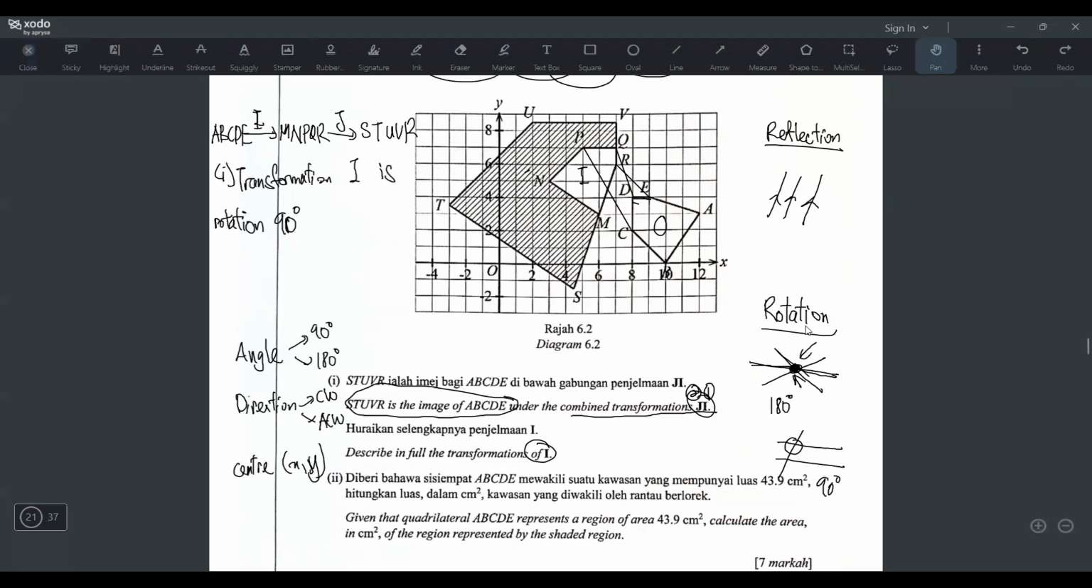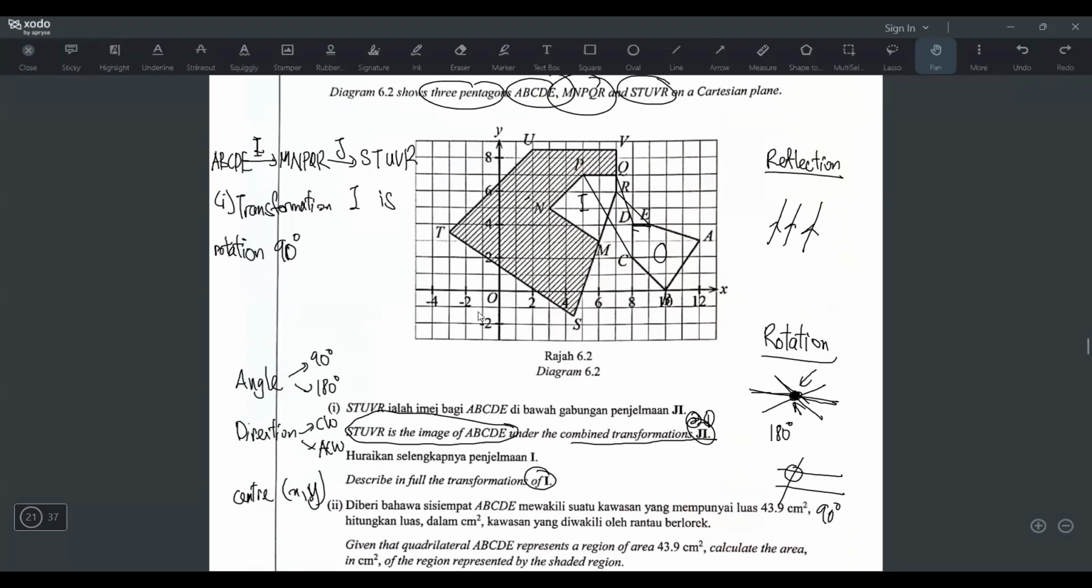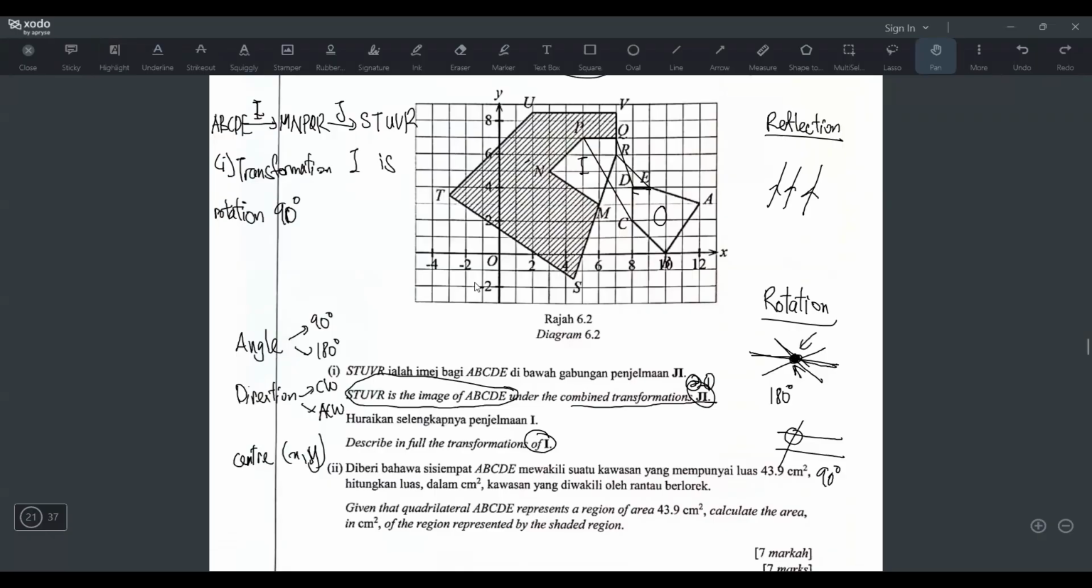Okay, how to find the rotation center for 90-degree? There's a lot of methods, right? But for my own students, I teach them using the compass. So what you do is, out of all the lines you draw here, you choose two lines to draw perpendicular bisectors, and then afterwards you take the intersection of the two perpendicular bisectors, and that will be the center. That's the method I teach my own students.